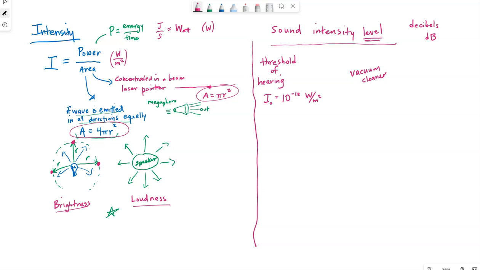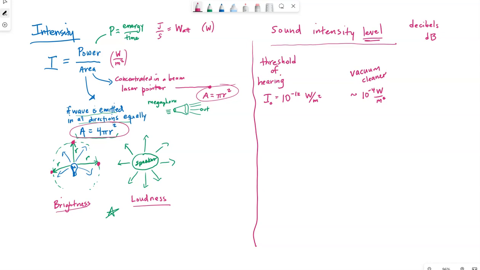That's not going to be a set value. Different vacuum cleaners have different intensity values. But an intensity that could fall in the region of a typical vacuum cleaner would be maybe around 10 to the negative 4 watts per meter squared. And again, not all vacuum cleaners would be this intensity, but that would be a general range.